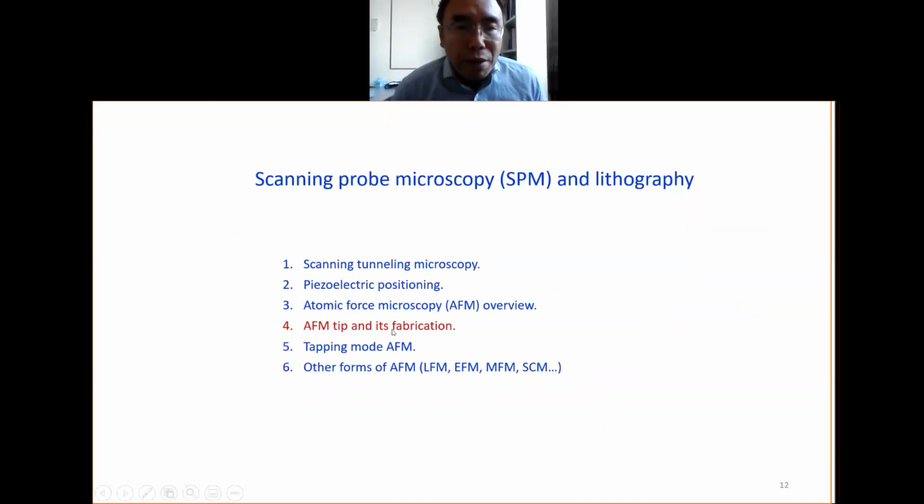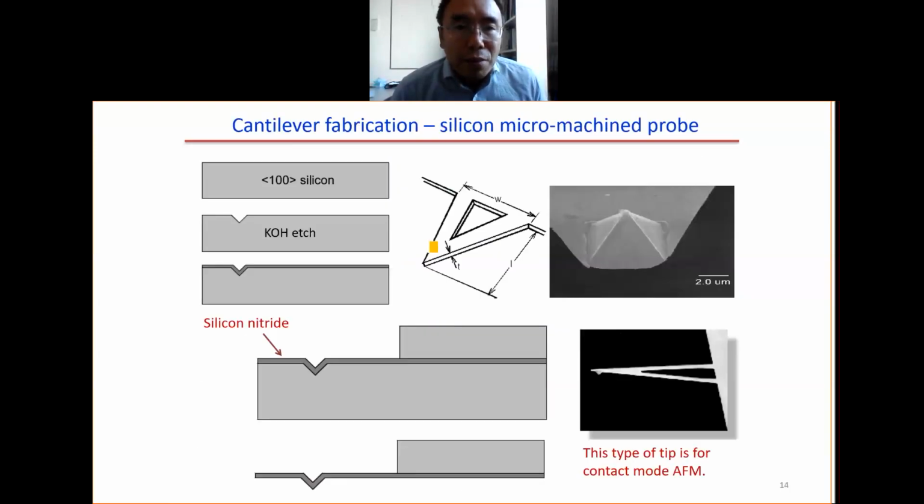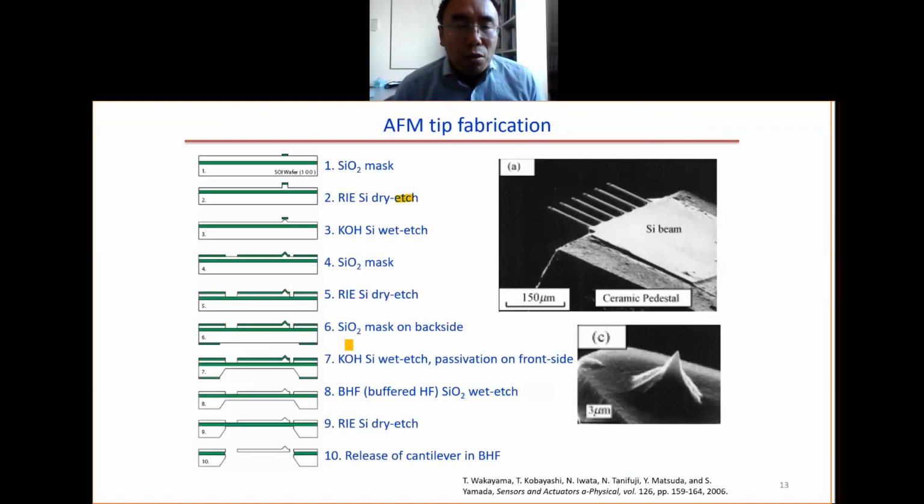And now we look at the AFM tip and its fabrication. There are two ways to fabricate the tip. The first one is etching. We can etch the tip. The second one is called molding. You make the mold, then you mold it. Here we will first talk about this example. There are many different ways for tip fabrication, and this example is just one of them. For commercial production, you don't have to use this method. I will show you later on the fabrication steps for commercial production.